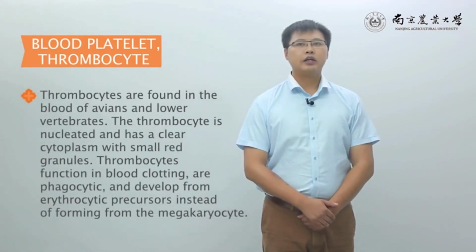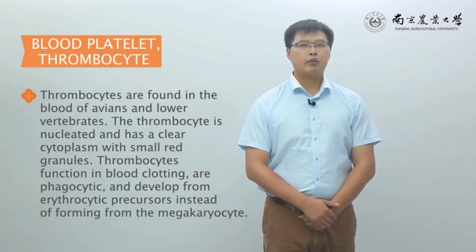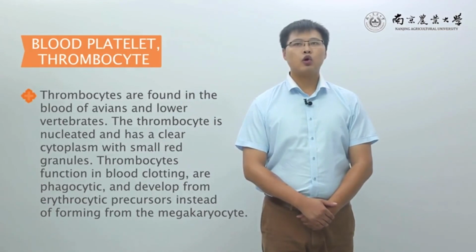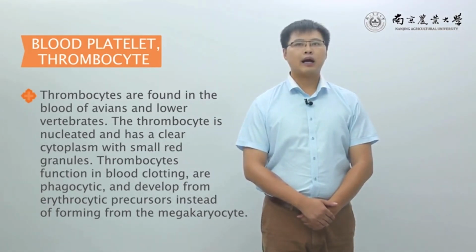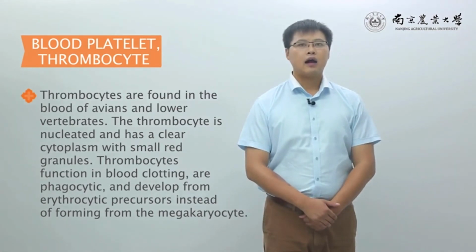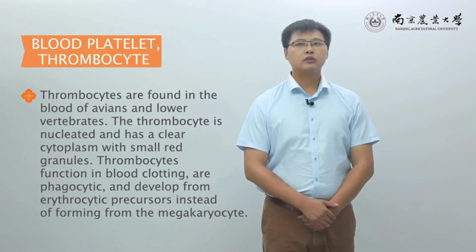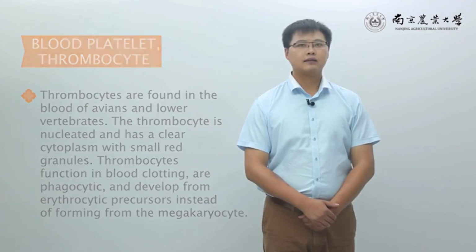Thrombocytes are found in the blood of lower vertebrates. The thrombocyte is nucleated and has a clear cytoplasm with small red granules. Thrombocytes function in blood clotting, are phagocytic, and develop from erythrocyte precursors instead of forming from the megakaryocyte.